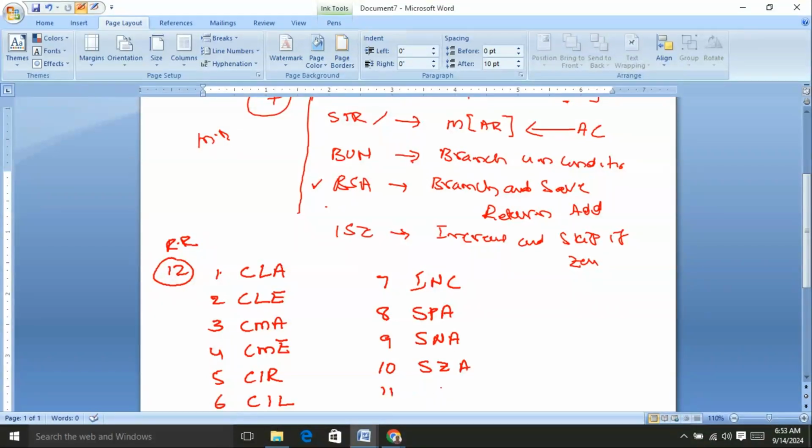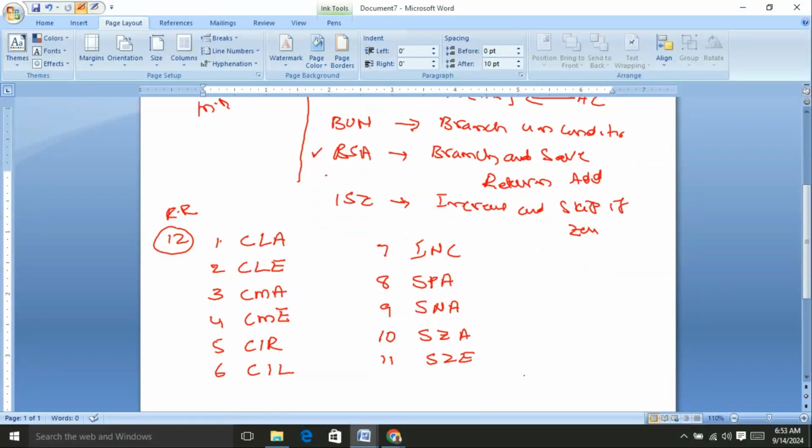The next one is SZE, skip if the overflow flag, the extra flag, is 0. And finally, the last one, the 12th, is HLT, halt, stop the processing. I will explain each and every one in another video. CLA, CLE, CMA, CME, CIR, CIL, INC, SPA, SNA, SZA, SZE, and HLT. These 12 are the register reference instructions.